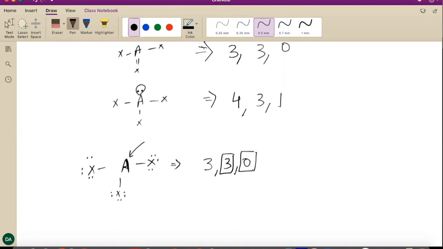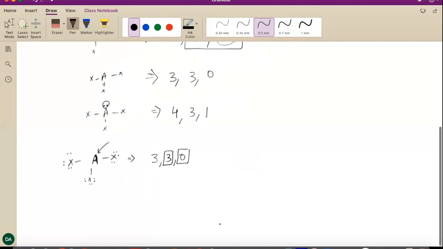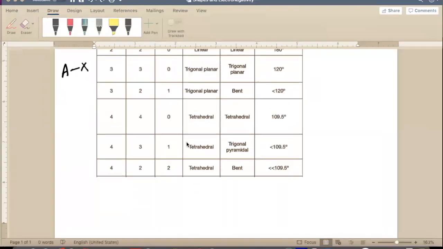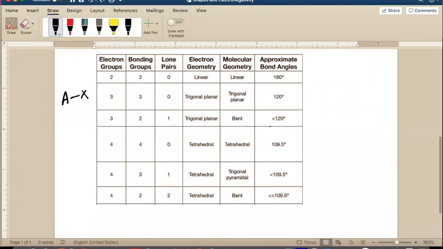So when you're counting lone pairs, never count the lone pairs from the outer atoms. We don't care about the outer atoms. All of this info, all these numbers belong to the central atom. Now, why are we doing all this, guys? So that we can read this table correctly, and then we can tell what the shape of our molecule is. So look here on the screen.